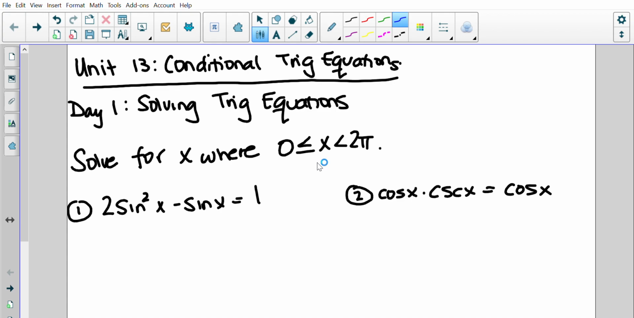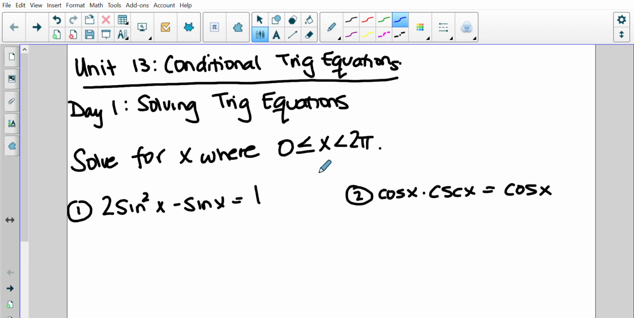I'm just coming on here to begin the new unit with you guys, which is conditional trig equations and how to solve them. So today I'm going to do day 1 notes, and the homework will be part 1 homework from the Unit 13 packet, which is posted on Google Classroom.